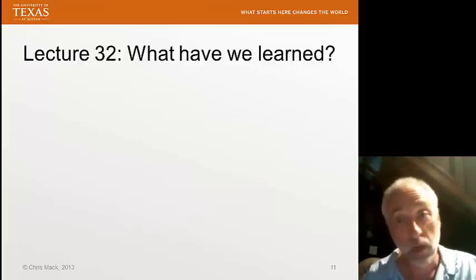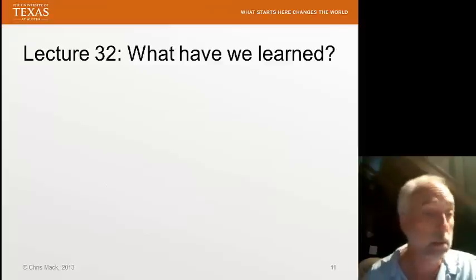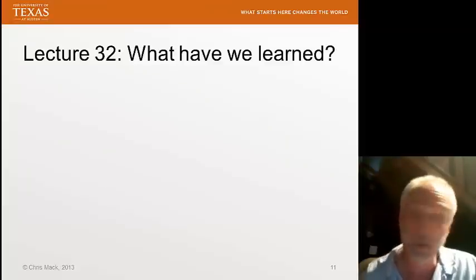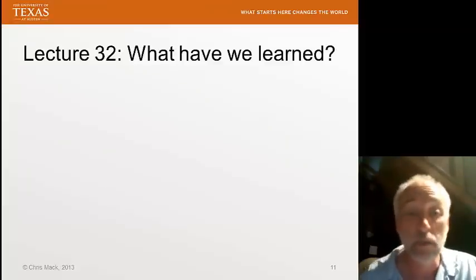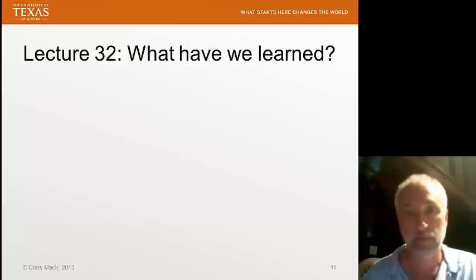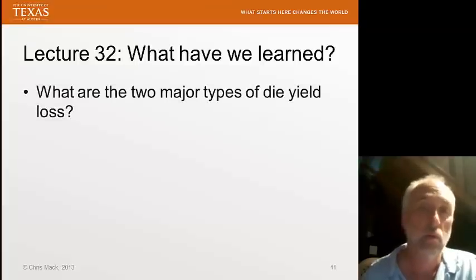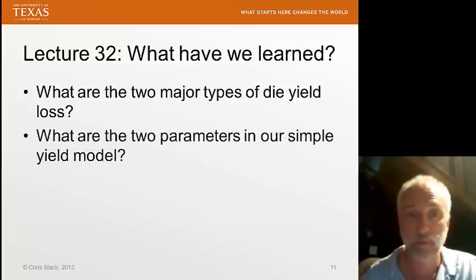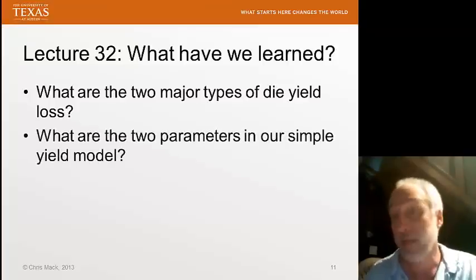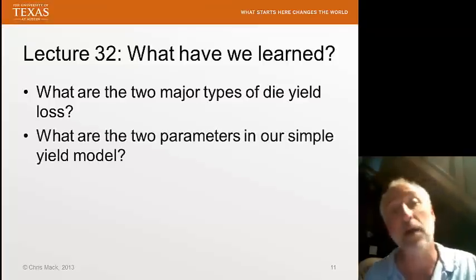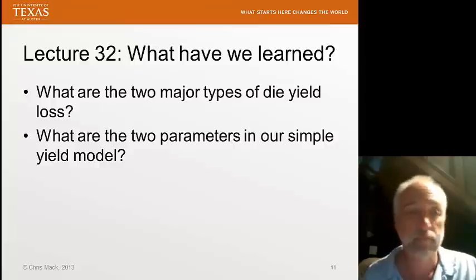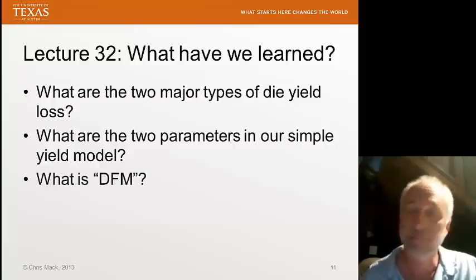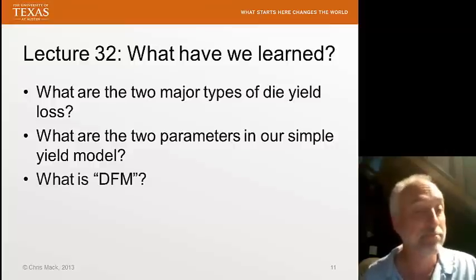So, what have we learned in our very, very brief discussion of an extremely important topic, yield and defects? What are the 2 major types of die yield loss? What are the 2 parameters in our simple defect yield model? And finally, what is DFM?